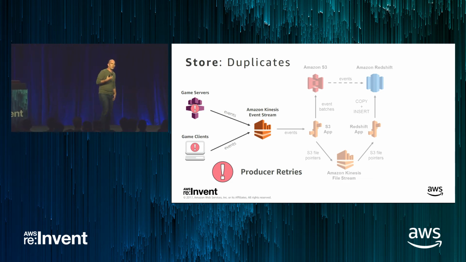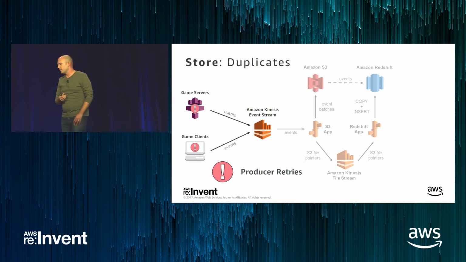But the first major source of duplicates is what I call producer retries. The idea of a producer retry is we've got somebody like our game client. He sends an event to the back end. Kinesis gets it, sends an acknowledgement, and the acknowledgement gets lost. And our game client goes, oh, that didn't get there, I should send another one. And now we have two of that event in the system.